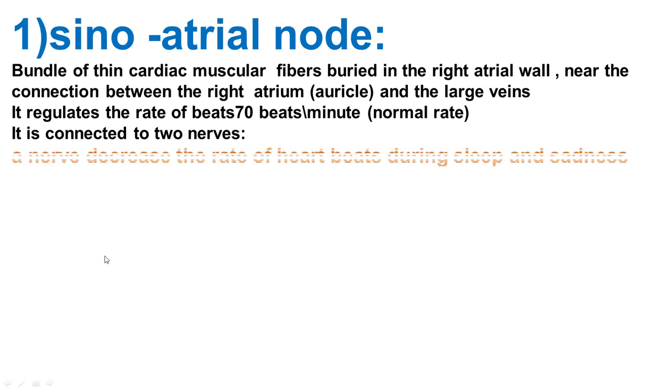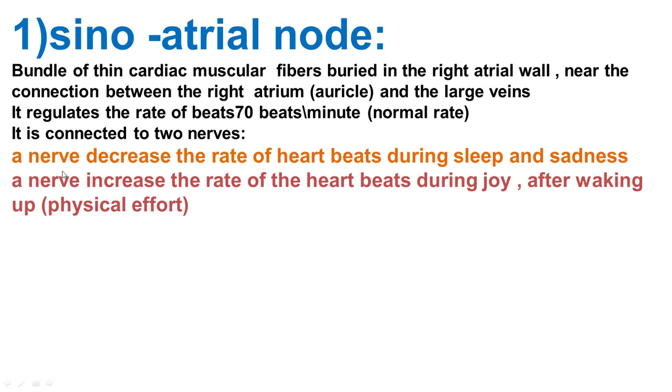It is connected to two nerves that decrease the rate of heartbeats and another nerve that increases the rate of heartbeats. The heartbeat rate differs according to a lot of factors, such as your psychic state and your exercise state. If you are asleep or sad, the rate of heartbeats will decrease, and vice versa. If you are enjoying or working, the rate of heartbeats will increase.